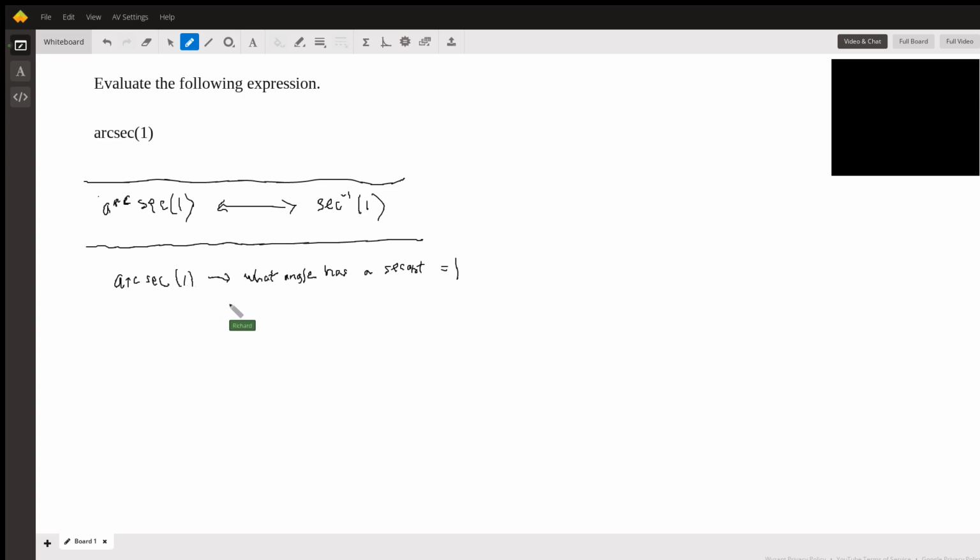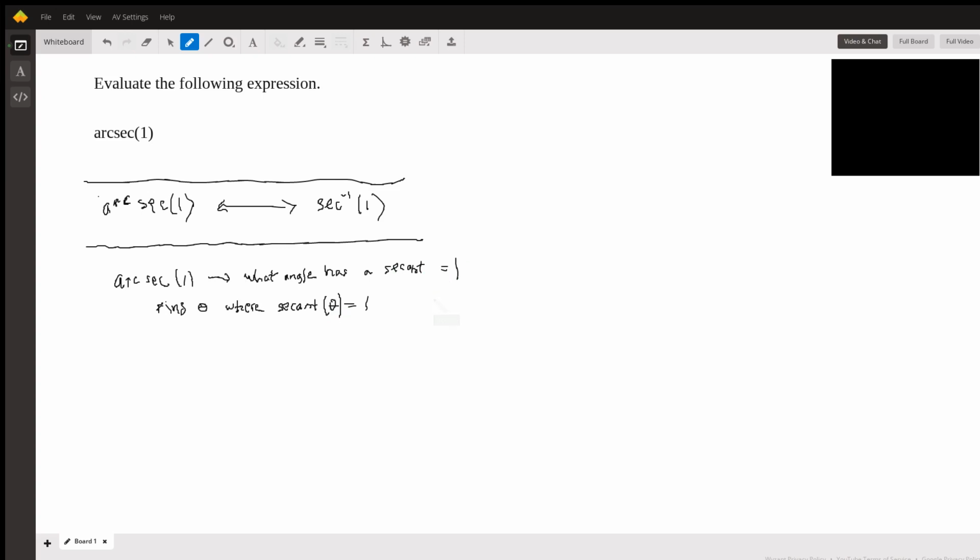So to write it more formally, the arcsecant of 1 is this angle, we'll call it theta. It has a secant of 1. So let me just phrase this a little better. Find theta where the secant of theta is equal to 1.